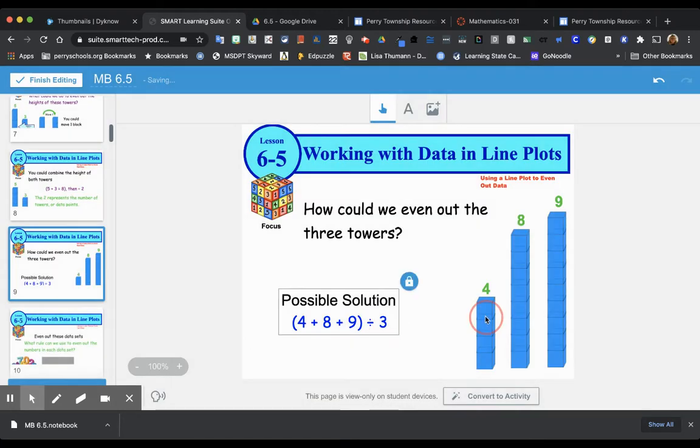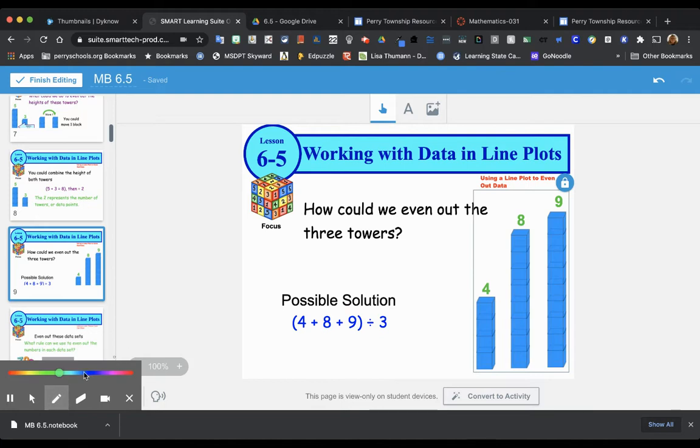Hopefully you said 3, because we had 3 towers, 3 pieces of data. So we took 4 plus 8 plus 9 and then divided by 3. So if I'm doing that, I'm going to see here that 4 plus 8 is 12, plus 9, which we see would get us 21. And then we're going to divide that by 3 because there are 3 pieces of data that we collected, or 3 towers that we're looking at. So all of them together divided by 3 would tell us that the typical height, or the average height, would be 7 blocks.